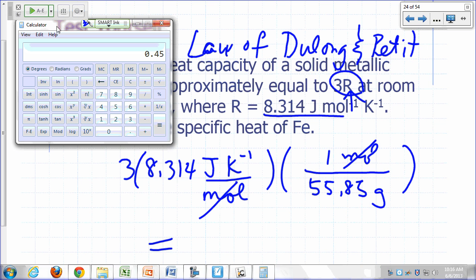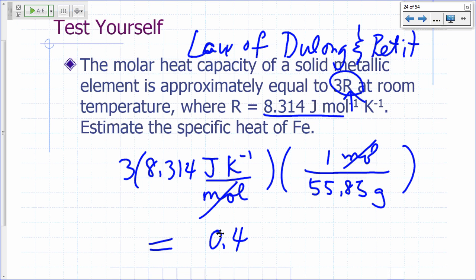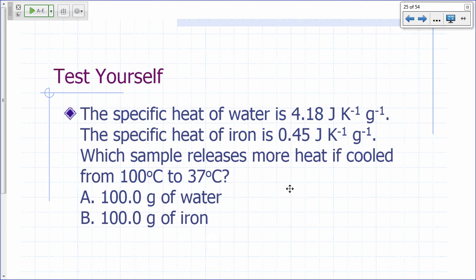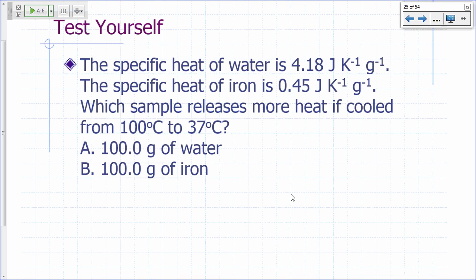Okay, let's see. 3 times 8.314 divided by 55.85, 0.46, 0.45. I'm just doing two sig figs here. Joules per Kelvin per gram. Okay. All right.